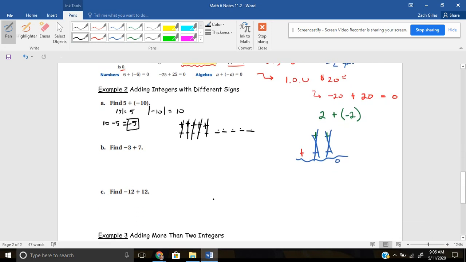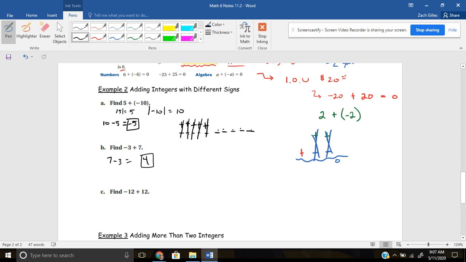All right, let's try letter B. -3 plus 7. The smaller of the two absolute values is 3, so I would do 7 minus 3, which would give me 4. And then I'm thinking to myself, which of these has the greater absolute value? Well, 7 does, and it's positive, so my answer will stay +4.